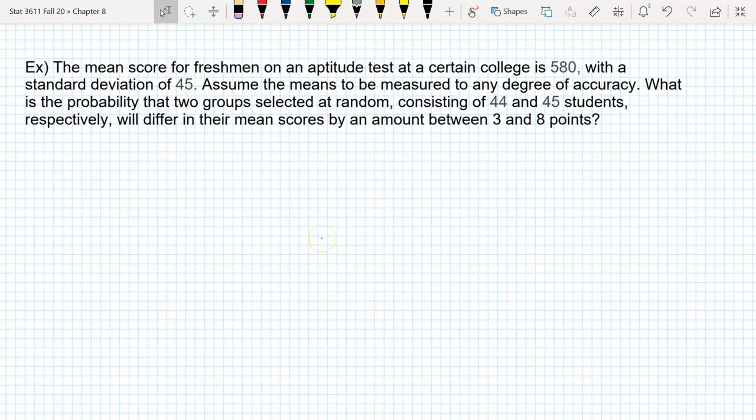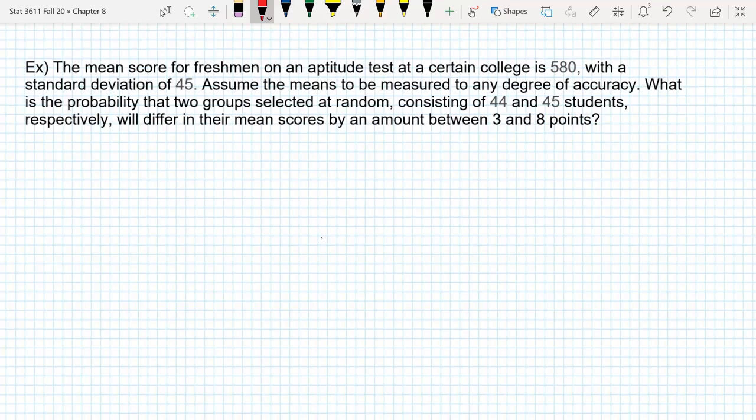And welcome. Here is another example of working on the difference of two sample means, calculating some probabilities. So let's take a look at this one. The mean score for freshmen on an aptitude test at a certain college is 580, with a standard deviation of 45. Assume the means to be measured to any degree of accuracy. Nice. Okay, so we don't need to make any sort of continuity correction here.